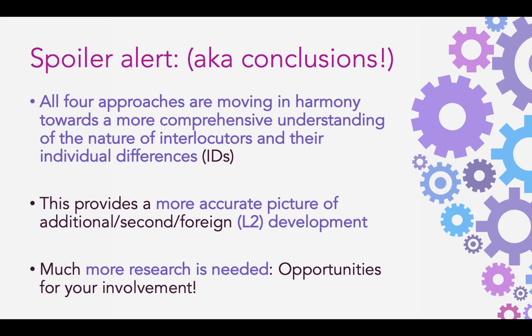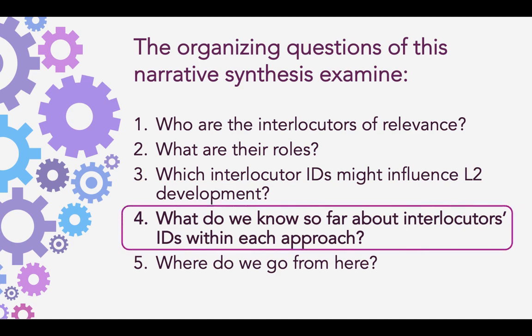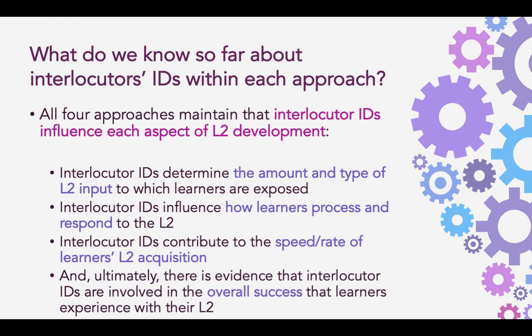Importantly, this shared advancement provides a more accurate picture of the complex influences on L2 development and shows how much more research is truly needed. So let's dive in, zooming in on question 4 from my synthesis. All 4 approaches maintain that interlocutor IDs influence each aspect of L2 development, from the input present in the learner's environment all the way to influencing their non-target-like production in a given moment and their overall L2 trajectory.